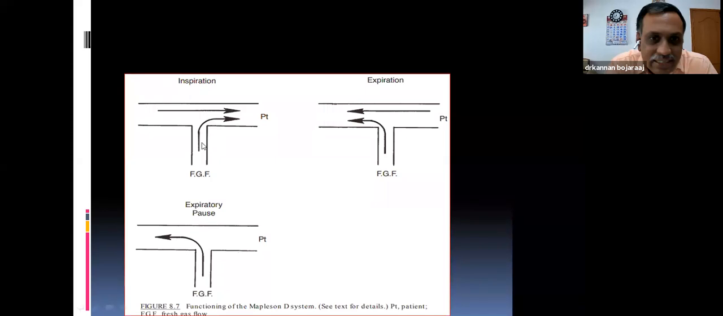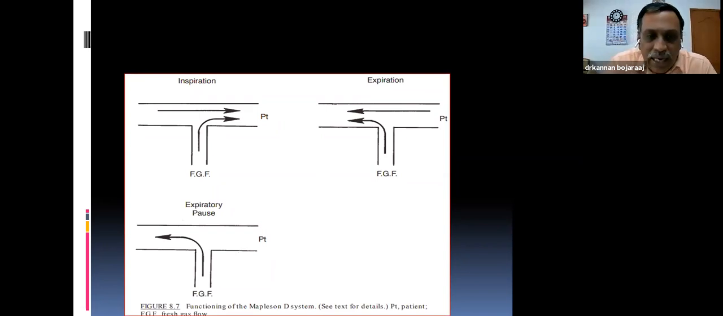Fresh gas flow is coming to the patient, and the gas in the expiratory limb also comes to the patient during inspiration, as I told earlier. During expiration, the fresh gas flow and the expired gas from the patient go to the expiratory limb, the expiratory tubing. During expiration, the reverse will occur. And what happens during the expiratory pause?